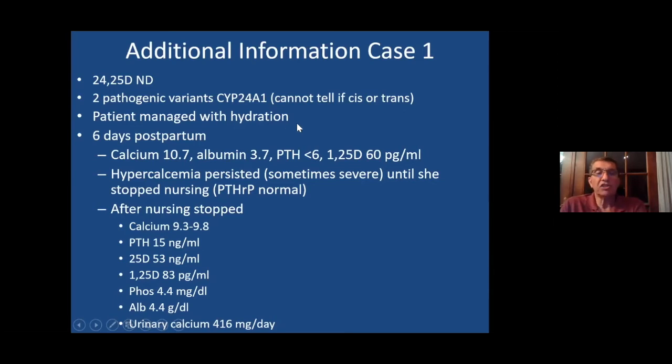She was managed with hydration. Her calcium came down a bit initially postpartum, but then went right back up during lactation, as high as 13s. And finally, when we convinced her to stop nursing, it normalized. The PTH went to the low end of normal, 125 a little high, but her urinary calcium remained pretty high at 400.